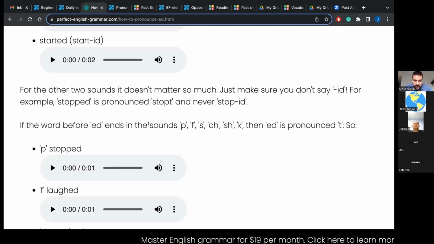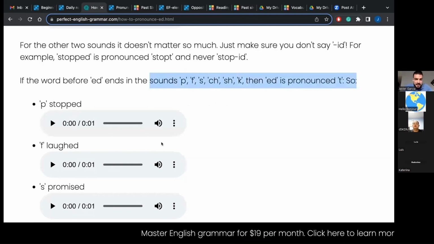Okay, so please write this down. Please take notes because for now, this lesson is new for you guys, okay? This lesson is new. So you must write this down so that you can practice it and remember it later. I will send homework for you to practice later, okay? So please write that down. The sounds of the P, the F, the S, the CH, the SH, the K, the ED is pronounced with a T. Okay, so now let's practice it.